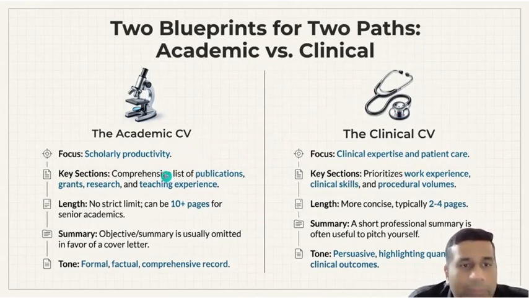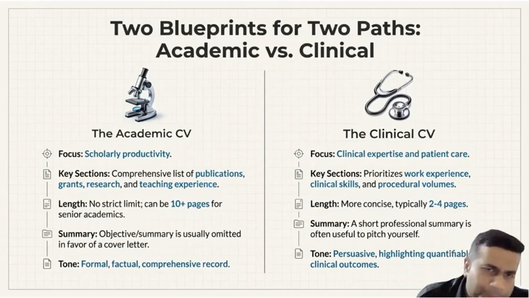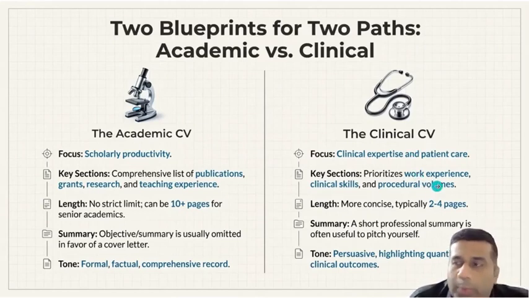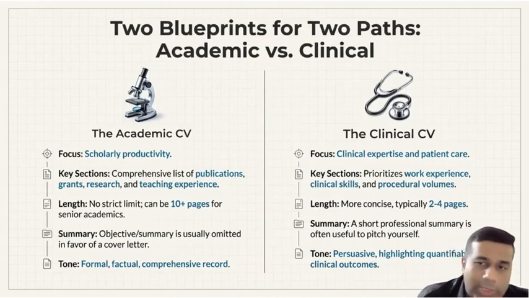In an academic CV, the focus is on scholarly productivity, whereas in a clinical one, obviously it's on your clinical expertise and patient care. In an academic CV, you should definitely put your list of publications, like how many articles you have in Q1, Q2, or Q3 journals, whether you received any grants and the amount of those grants, your teaching experience and so on. Whereas in the clinical one, you should prioritize your work experience, like we mentioned in the previous slide: how many patients you see on a daily basis, your patient exposure, your clinical skills, how much volume of procedures you have done. So that should be a key focus.